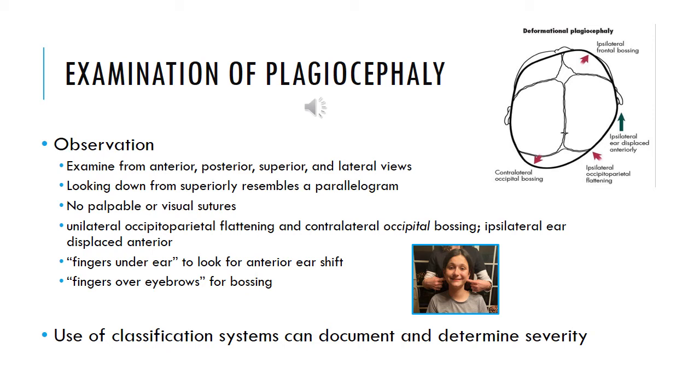Plagiocephaly, again, will have that unilateral occipital flattening as well as contralateral occipital bossing. We would expect that ipsilateral ear to be anterior. And one way that you can look for that, that's a pretty simple test, is to place your fingers under the child's ear and then look down at your fingers to see if one finger has shifted anteriorly as compared to the other. Similarly, you can look for bossing by using your fingers over the child's eyebrow to see if one of your fingers is sticking further anteriorly than the other when the therapist is positioned behind the child.